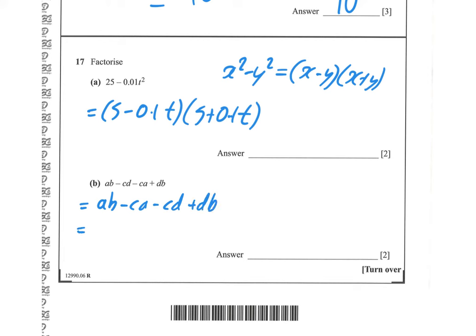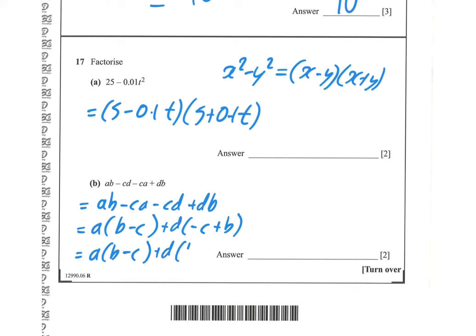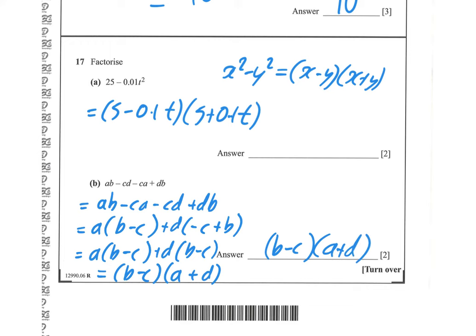And then I'm going to factorize the first two terms completely. So I can pull an a outside, which leaves me b minus c. And here I can pull out positive d, and that would leave me minus c plus b. Now I had hoped that my two brackets would be the same. They don't look the same, but they actually are the same, because if you take your second bracket and just reorder the things, you will have b minus c. Then write down your common bracket, which is b minus c, and then what's in front of it? a and d, so a plus d, and that's your answer: b minus c times a plus d.